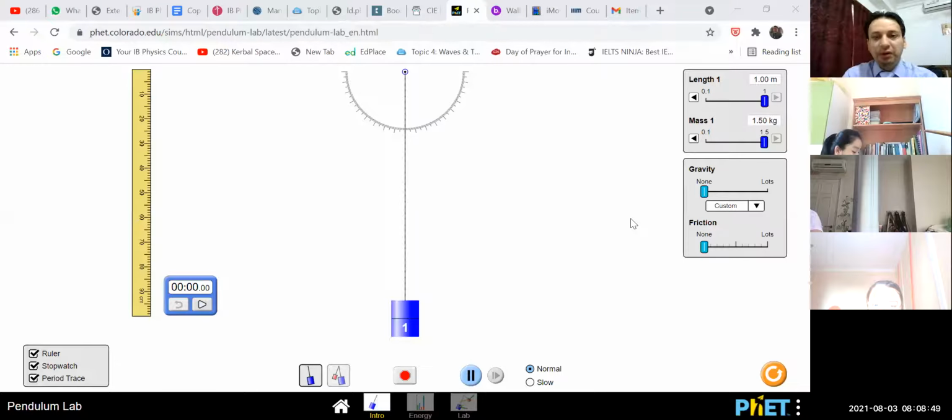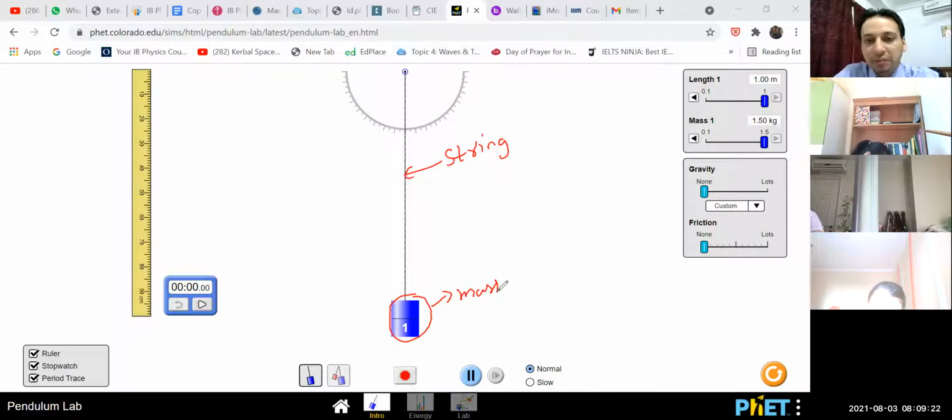Now, ninth class students, just focus on this simulation. In this simulation, what do you find here? You find that we have a long thread or a string. Let me write here, this is the string. Another thing is that on the other end of the string, we have attached a mass.